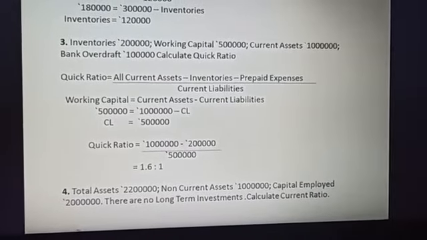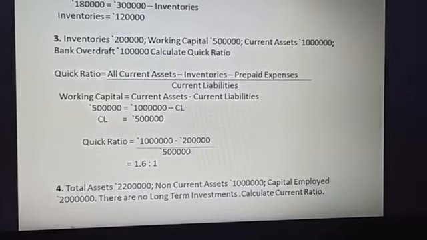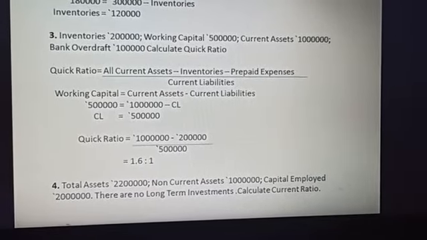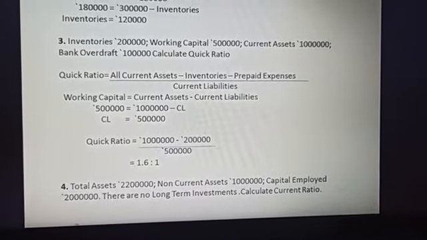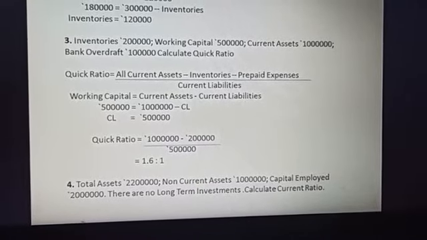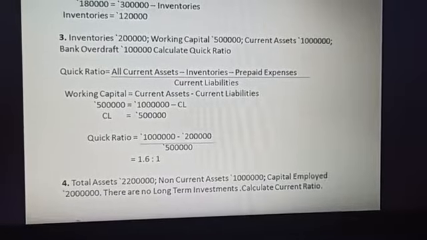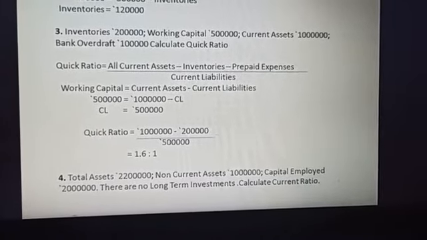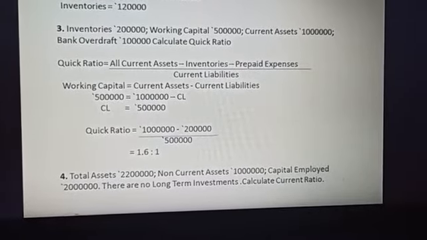So working capital is given as 5 lakh, current assets is given as 10 lakh minus current liability. If we solve, we will get the current liability as 5 lakh. Quick ratio, if we put the formula over there, we get 10 lakh as current assets minus 2 lakh value of inventory already given divided by current liability as calculated 5 lakh. We get 1.6 is to 1.